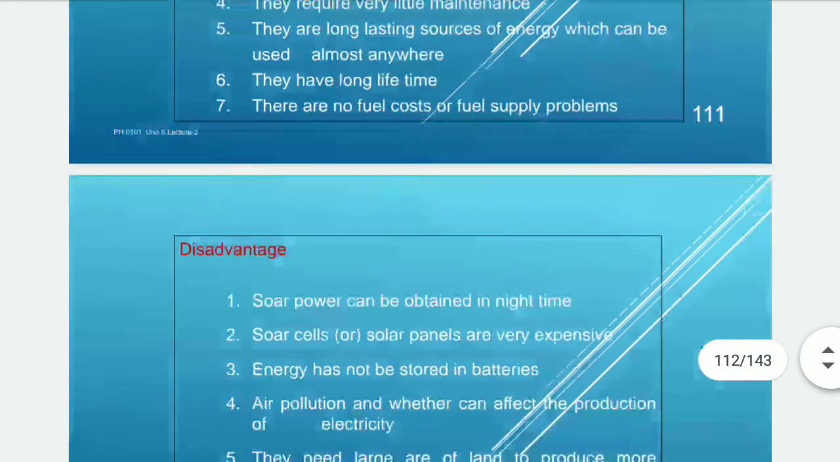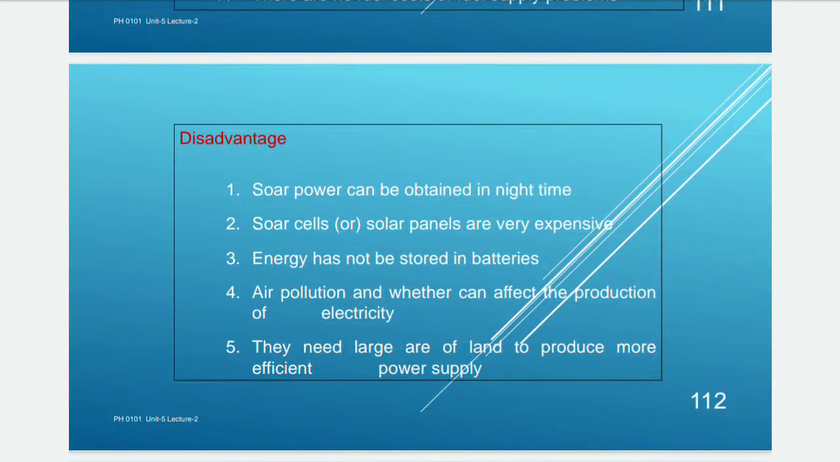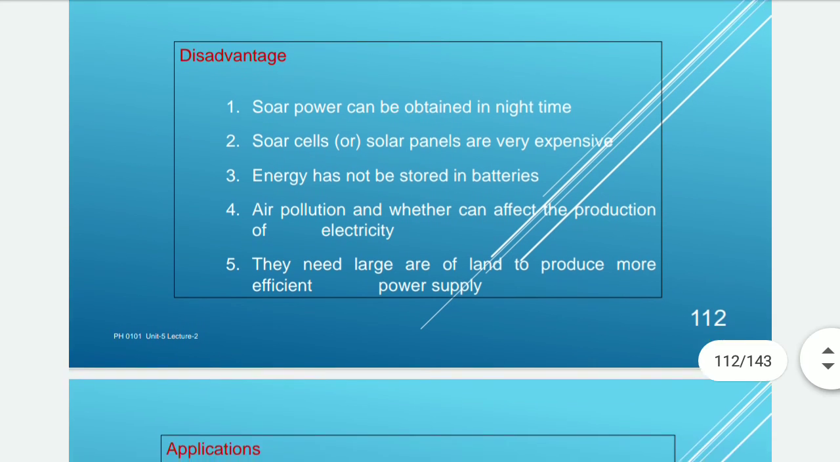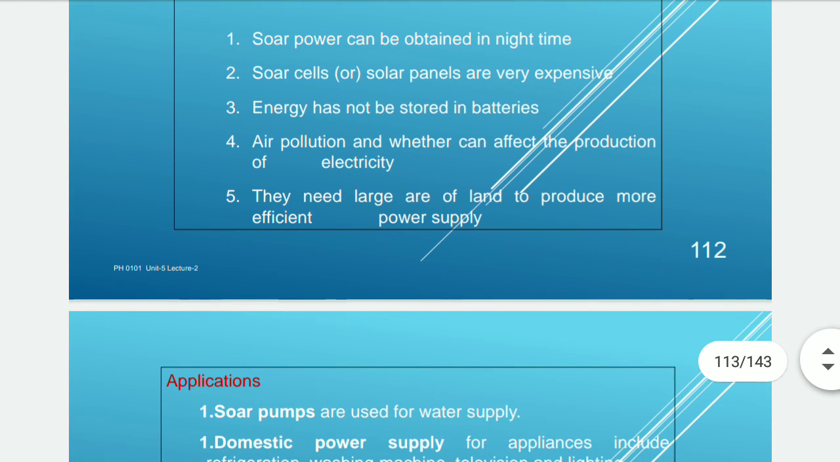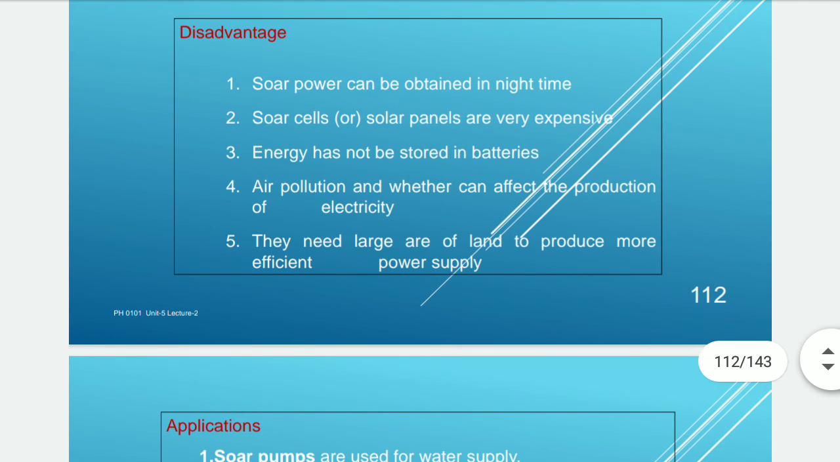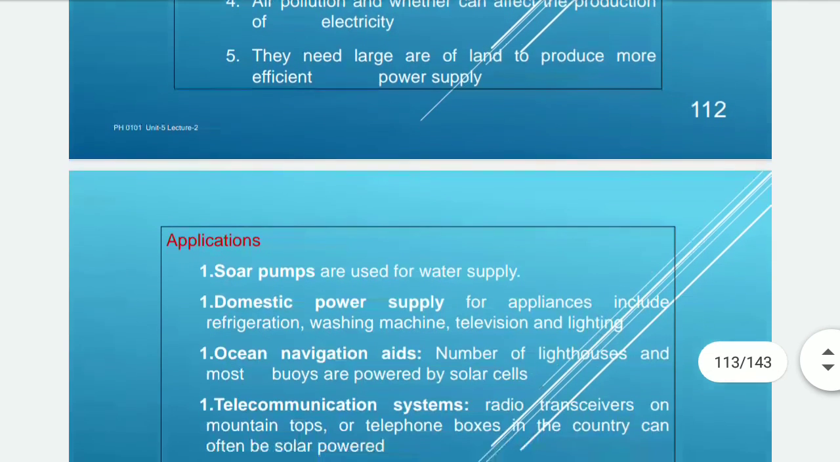But the major disadvantage: how to degrade it. In future we will use more solar panels, but how to degrade them? Solar power cannot be obtained at night time. Solar cells and solar panels are very expensive. Energy is not stored in a battery. Air pollution and weather can affect the production of electricity. They need a large area of land to produce a more efficient power supply.